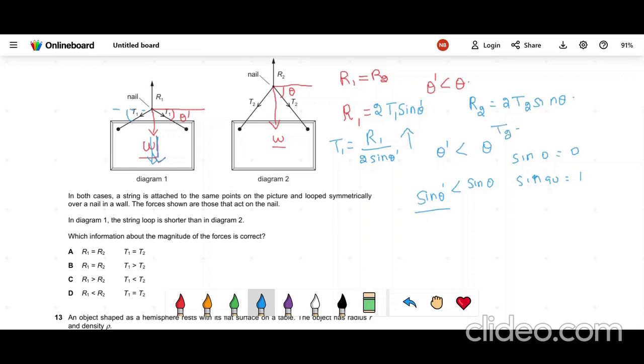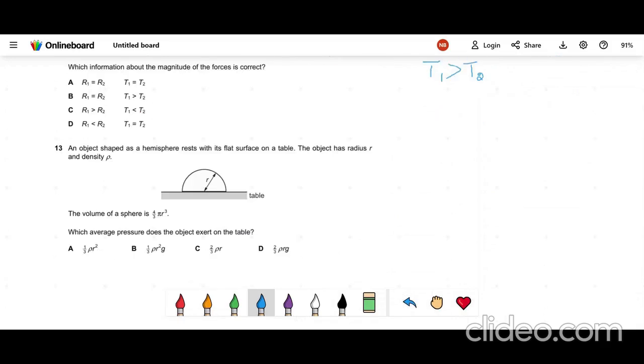Here T2 will be equal to R2 divided by 2 sine theta. Sine theta value gets increased because the theta value gets increased, right? That is why T2 will get decreased. So finally, we have concluded that T1 will be high because of the lower denominator value and T2 will be low because of the higher denominator value. That's all. And let us do one more question.